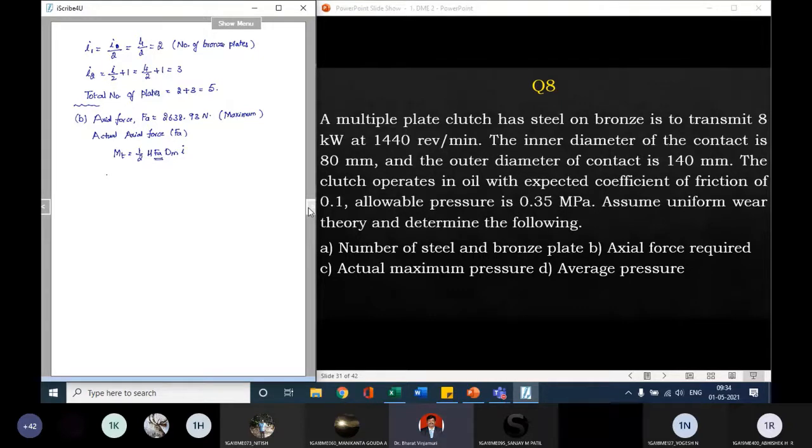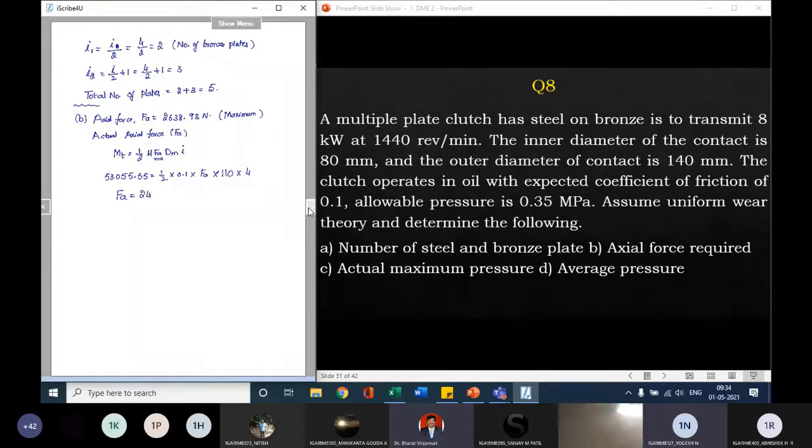So once again, substitute this value. 53055.55 is equal to half into 0.1 into FA multiplied by 110 multiplied by 4. Tell me the value of FA now. 2411.62. 2411.62. So you got this. So B is also done.